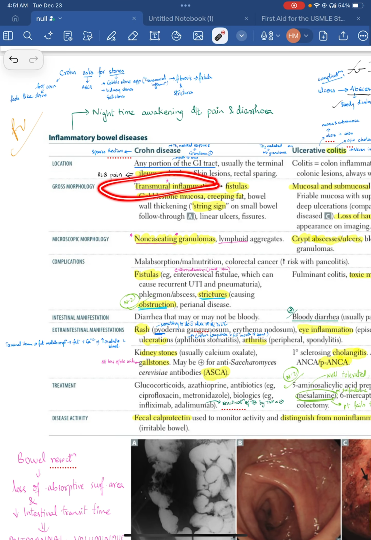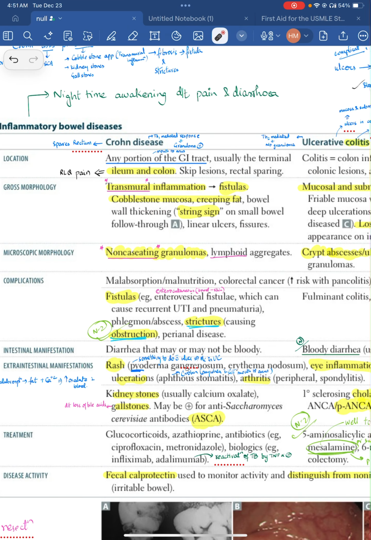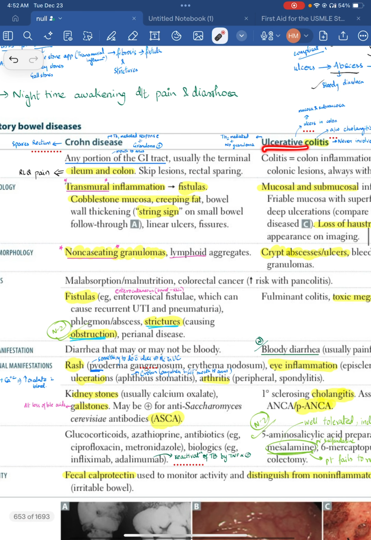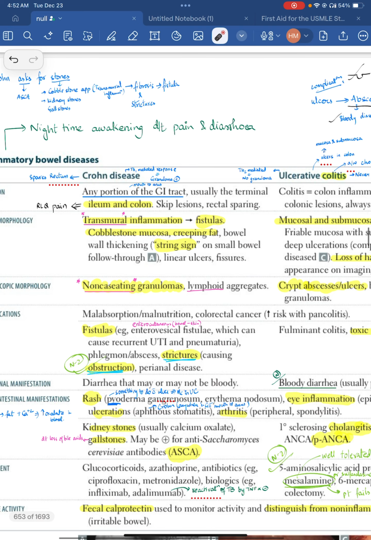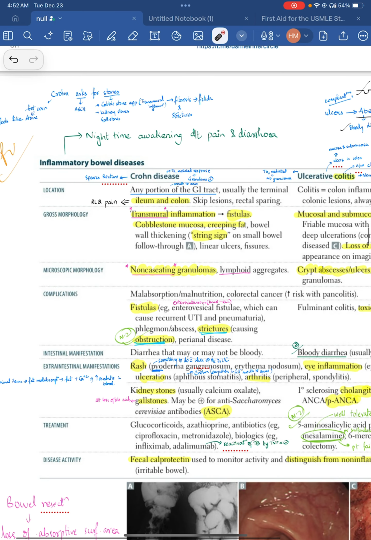What about inflammation? It is transmural inflammation. What does transmural inflammation mean? Transmural inflammation means that it involves all layers, whereas ulcerative colitis was involving only the mucosa and submucosa. What happens when all layers are involved? It leads to fibrosis. Fibrosis will cause strictures, and you can also see fistulas because all of the layers are involved in the inflammation. We just discussed cobblestone mucosa is seen, and another thing you need to remember is creeping fat is also seen. Bowel wall thickening, because you have fibrosis, you see bowel wall thickening.